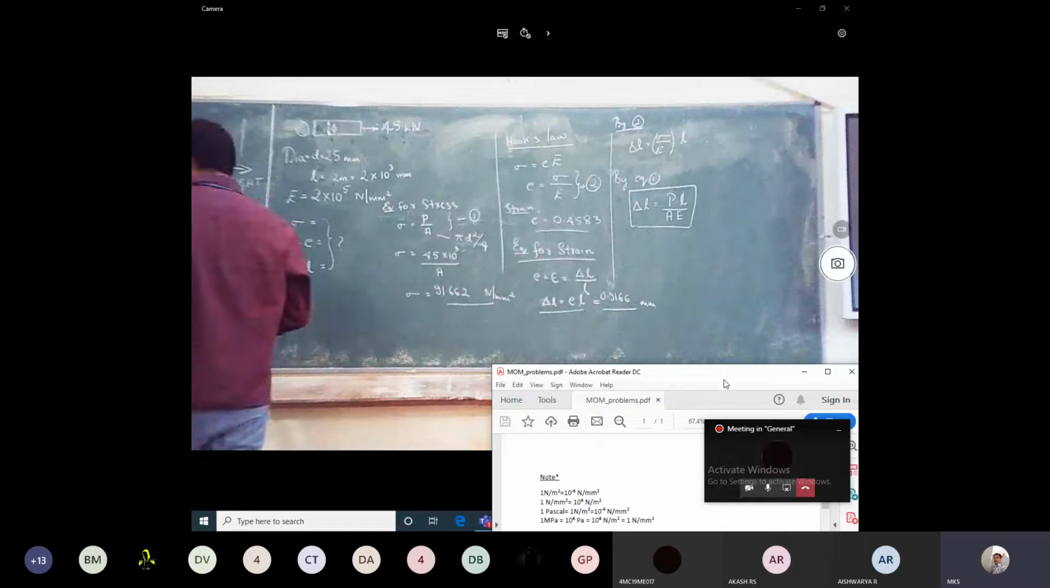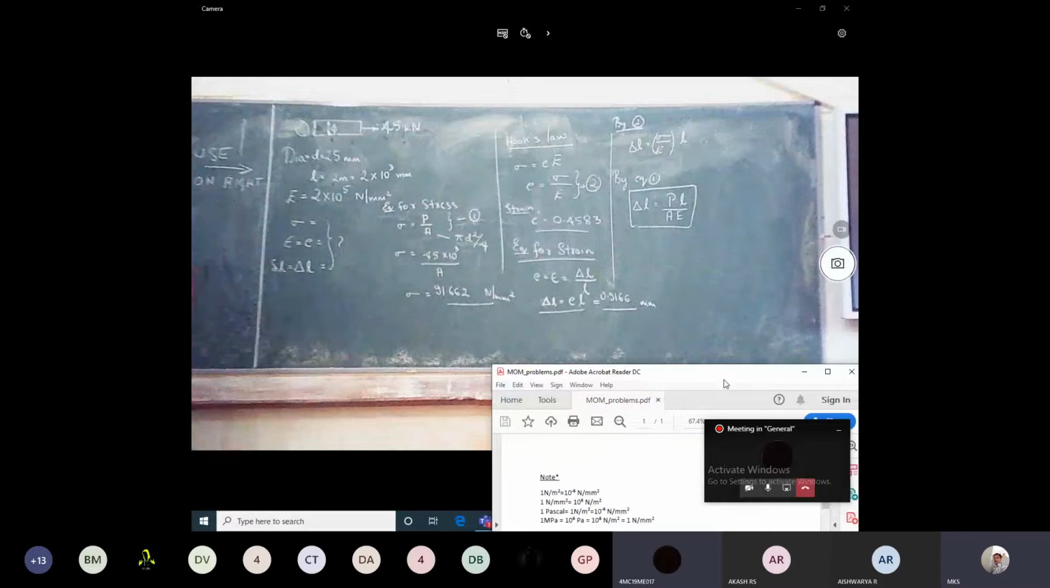So it is finished, right? First problem. So you can take any doubts in this. Can ask. Sir, strain comes to power -3, sir. Strain 10 raised to -3. 0.4583 into 10 to the power of -3.